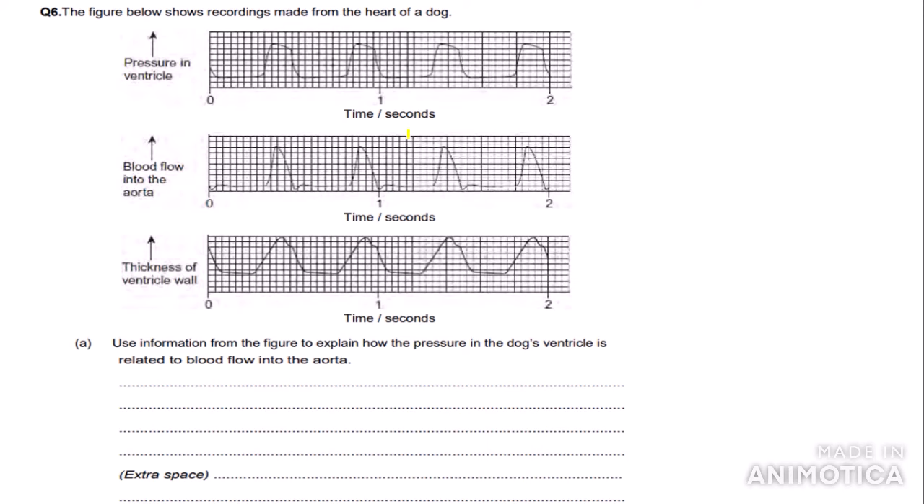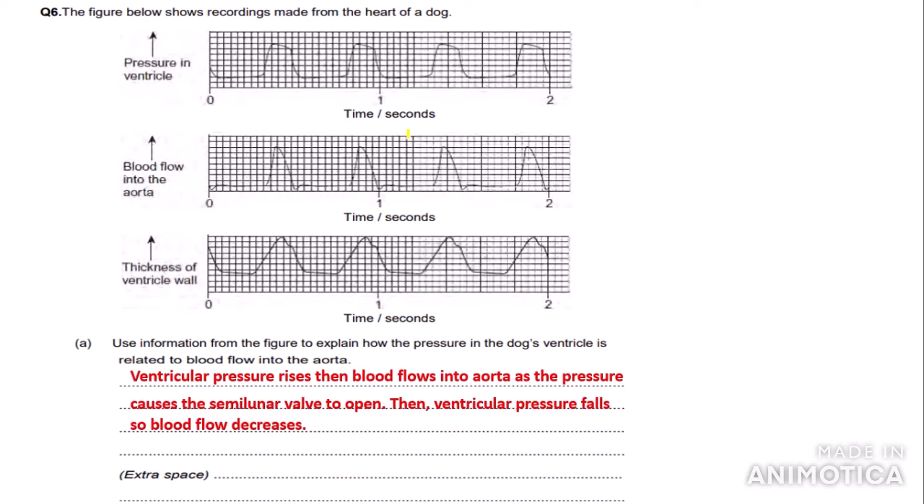So the first part of the question says, use information from the figure to explain how the pressure in the dog's ventricle is related to blood flow into the aorta. So in your answer, you need to interrelate these 2 things. You can't just talk about them separately. So this is what I've put. Ventricular pressure rises. As you can see from the graph here, it rises. Then blood flows into the aorta as the pressure causes the semilunar valve to open.